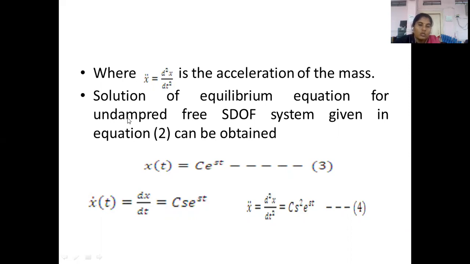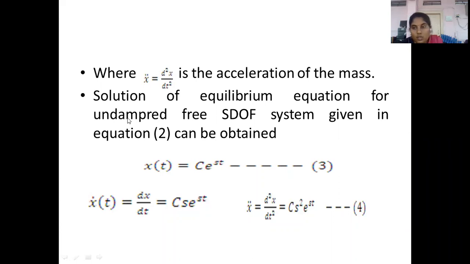Below this slide: solution of equilibrium equation for undamped free single degree of freedom system, given in equation 2, can be obtained as follows. x of t is equal to c into e raised to st. That is equation number 3.